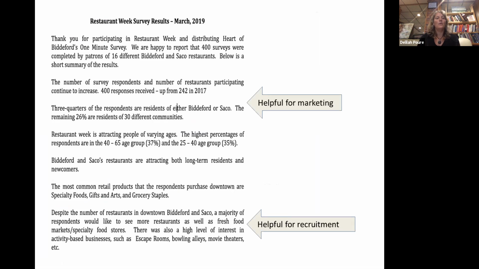For example, 3/4 of the respondents of our survey, and that year, I think, we had 400 surveys completed, were from Biddeford or Saco. And then the remaining 26% were from 30 different communities. So if our restaurants or Heart of Biddeford want to promote Restaurant Week or the restaurants, we can definitely know that we're spending our money wisely to invest in marketing in Biddeford and Saco, because those are the folks who are coming downtown.